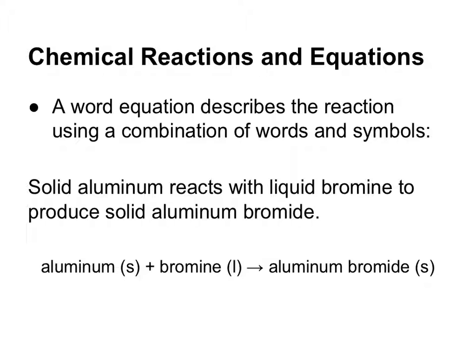All we did here was we took some of the words in the sentence and converted them into those symbols that we saw a couple slides ago. So instead of writing the word solid, we put the S. Where it says reacts with, that's where we put the plus sign. To produce is the arrow. And we have the product on the other side, which is the solid aluminum bromide. So just abbreviating some of the things, getting it into more of a mathematical type of statement, and then we're going to keep going down from here to get to a balanced chemical equation at the end.